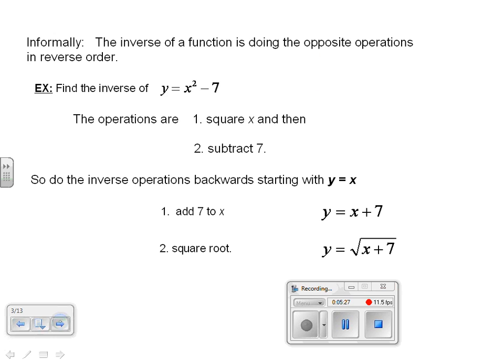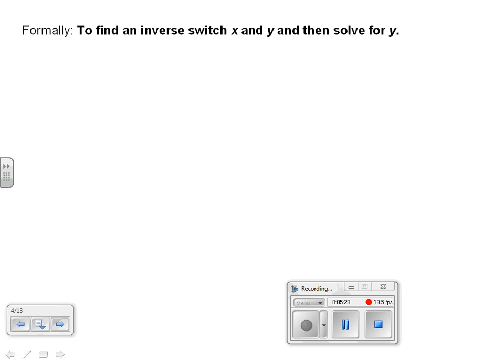Okay, let's look at this a little more formally. So formally, this is what we do. To find an inverse, we're going to switch x and y, and then we're going to solve for y. So it's definitely a simple idea. Being able to actually solve for y is usually where, if we're going to have any hiccups, that's usually where it comes.